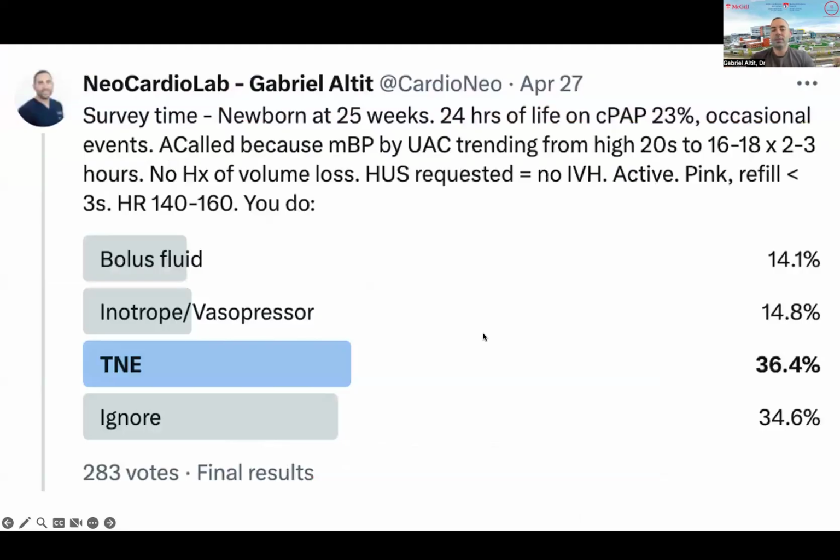So I've asked the Twittersphere or the X sphere, and that's non-scientific, but I've asked in a little survey, what would you do with this particular patient that I just described? And you can see that actually the majority would get either an echo for more information on the physiology, or would actually ignore it completely. Some of which answered they would give inotropes or vasopressor or even a fluid bolus. But I think the vast majority would want to get a bit more information or actually just either ignore or follow the clinical status.